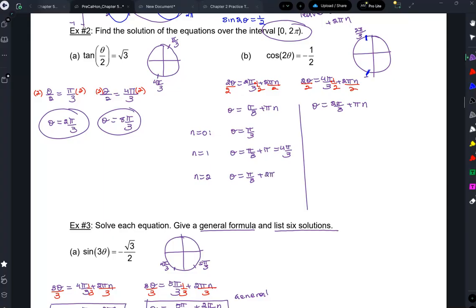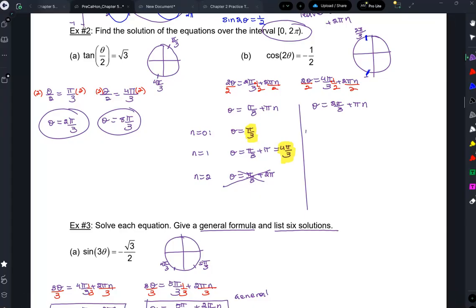Is it 2 pi? Okay, so do you see how when you do plus 2 pi, now you're going past the 2 pi? So that you don't need to do anymore. These are your answers. So you have to find all of them within 2 pi. Does that make sense? So let's do it again here.